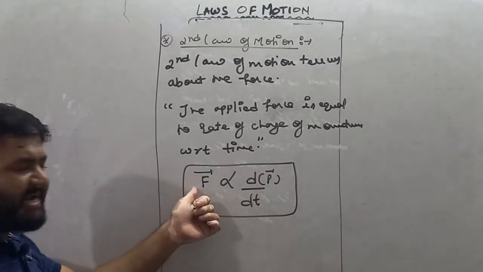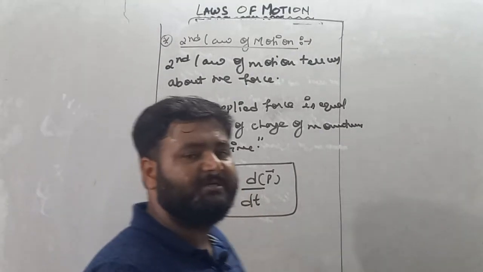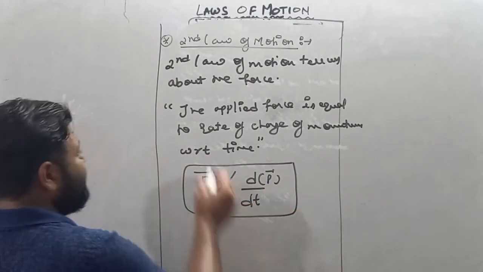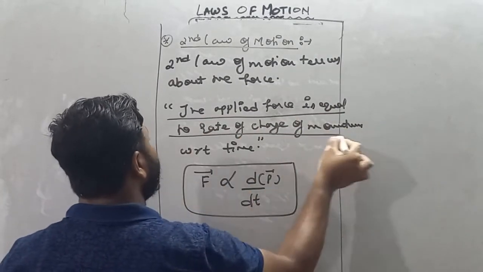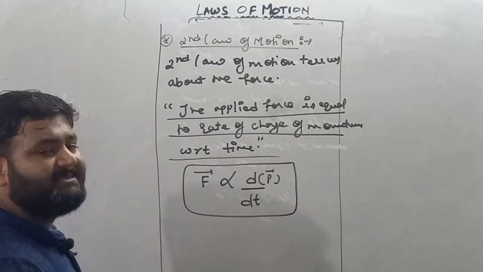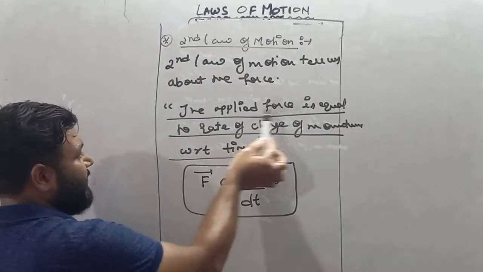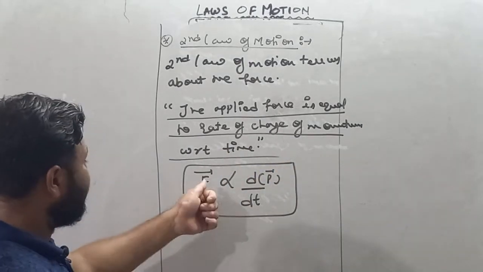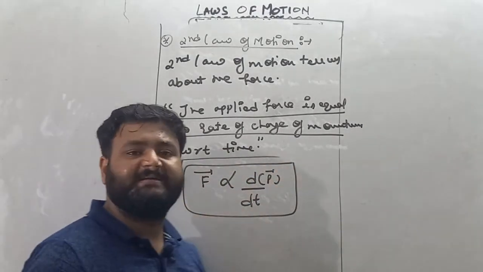Force, that is applied force, is directly proportional to the rate of change of momentum with respect to time. This is what actually the second law of motion is, or we can say Newton's second law of motion. F vector is proportional to dp vector by dt.